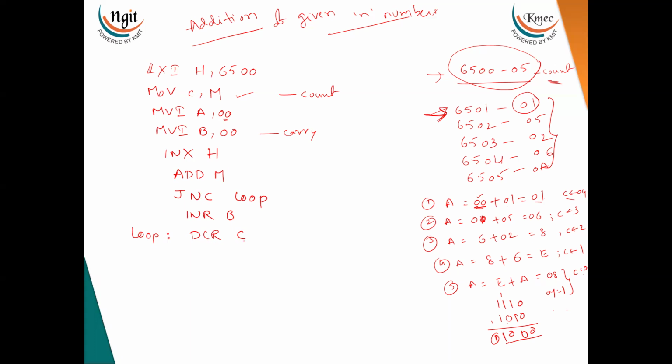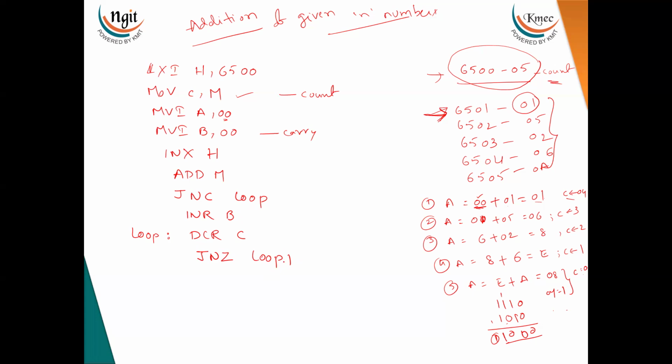Now after decrementing the C value, we have to check whether the C value is 0 or not. If it is a 4, we have to repeat this. If it is a 3, again we have to repeat this. So till the count value is 0, we have to repeat this operation. Already I have taken a loop here, that's why I am giving some other label here, loop 1.